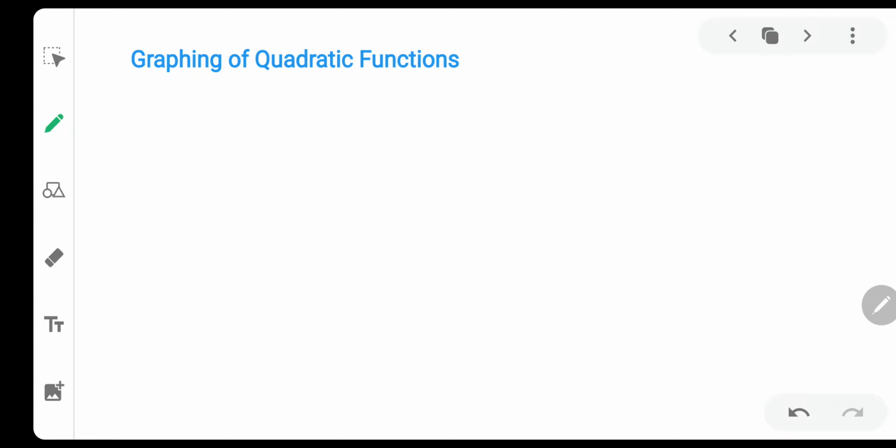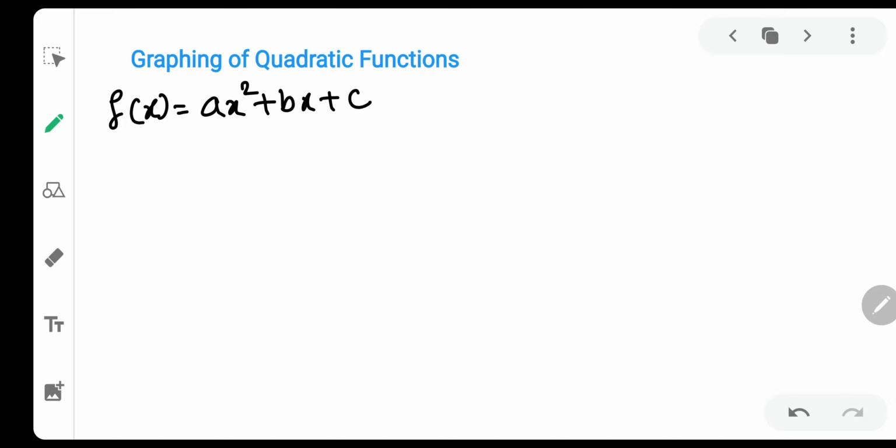Now many of our students keep on asking us, "Sir, how to graph functions?" So here I have brought you a very nice graphing series. In this series we are going to graph quadratic functions. Okay, so how do quadratic functions look like? It looks like f(x) = ax² + bx + c.